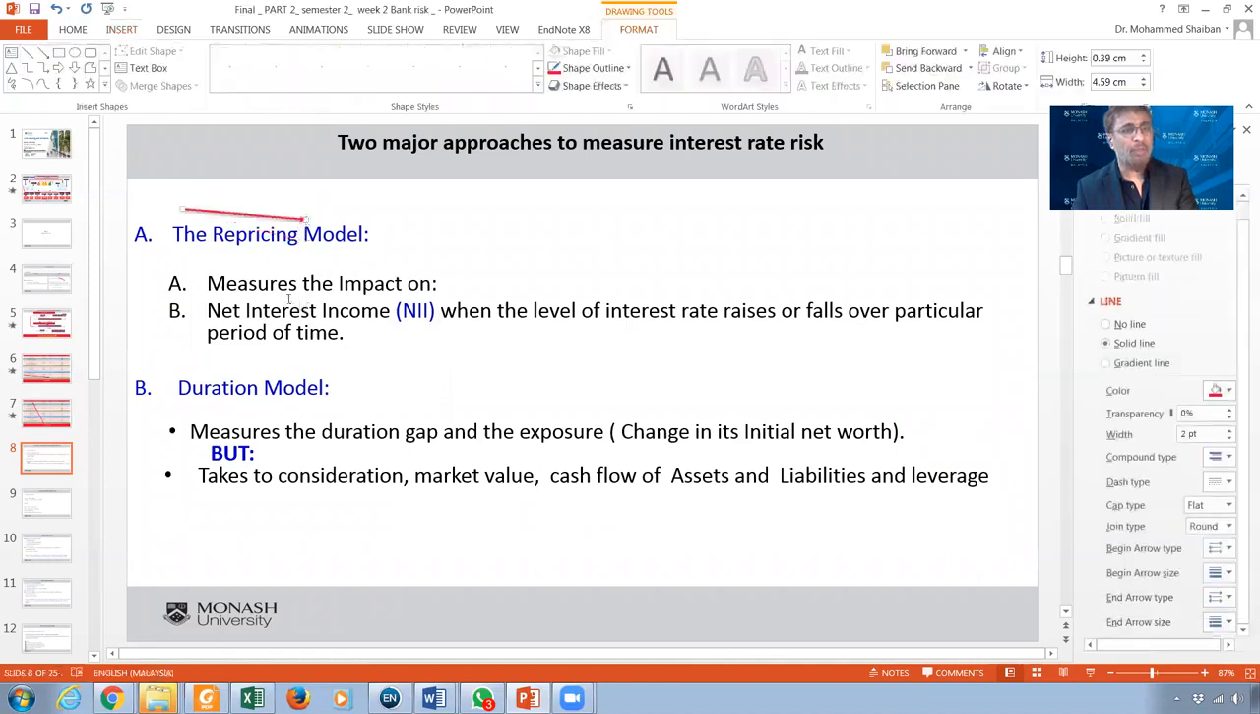So the repricing model measures only the impact on net interest income. It takes care of that one. When the level of interest rate rises or falls over a particular period of time, net interest income can change, and the repricing model can measure how much.